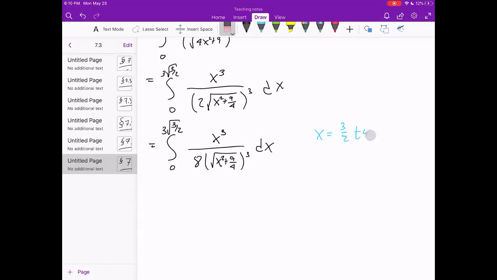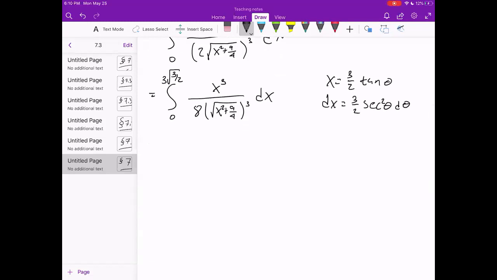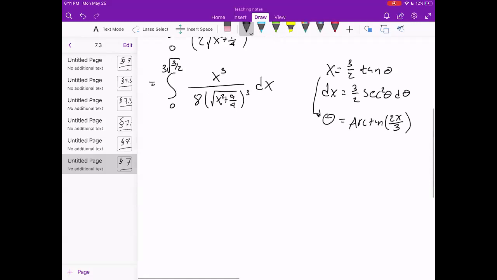I'll just box it off. So x is equal to 3 halves tan theta. dx then is 3 halves, the derivative of tan theta is secant squared, d theta for the differential. And if I solve the first equation for theta, I get theta is equal to the arctan of 2x over 3. We're going to need all that.